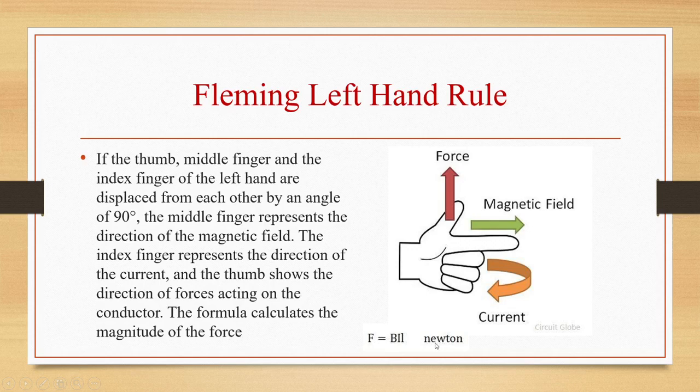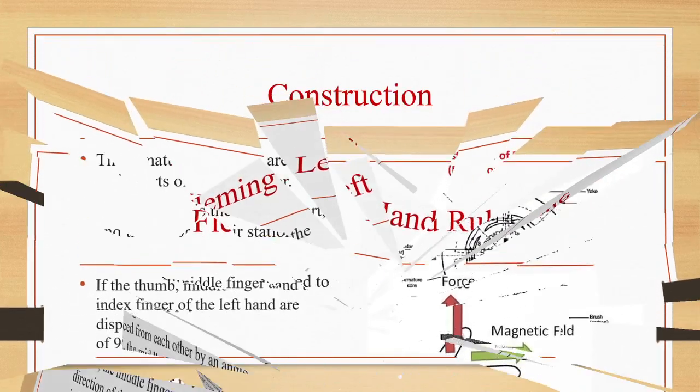And what is B here? B is the flux density due to the flux produced by the field winding. I is the magnitude of current passing through the conductor. L is the active length of the conductor. And the unit of force is newtons.